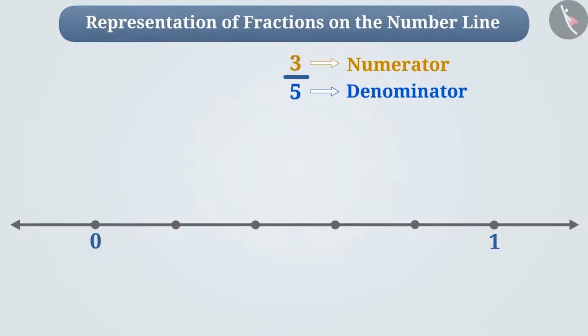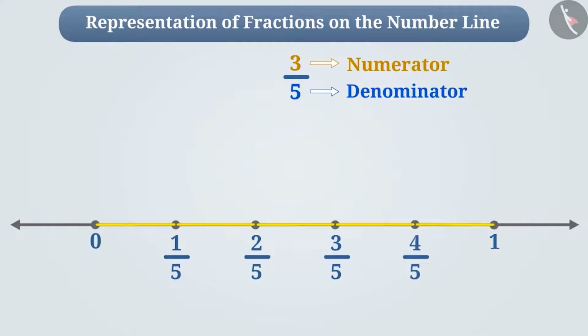Similarly, the numerator 3 tells us that 3 parts are taken out of the 5 equal parts. That means one part on the number line will be 1/5, 2 parts 2/5, 3 parts will be 3/5, 4 parts 4/5. Similarly, if 5 out of 5 parts are taken, then the fraction will be 5/5. Can you find the position of 5/5 on the number line? Absolutely correct. This will be the position of 1, that is, 5/5 is equal to 1.